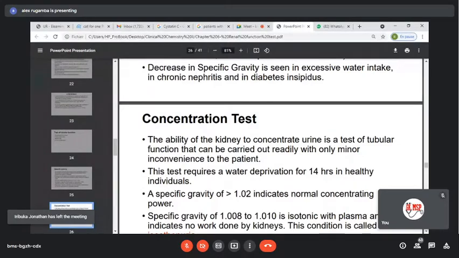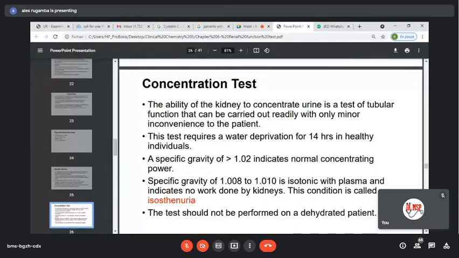But if the specific gravity is beyond 1.010, if it is less, here it is. If the specific gravity is greater, more than 1.05, it indicates that there is no problem. But if it is less than that, then the condition is called azotemia.